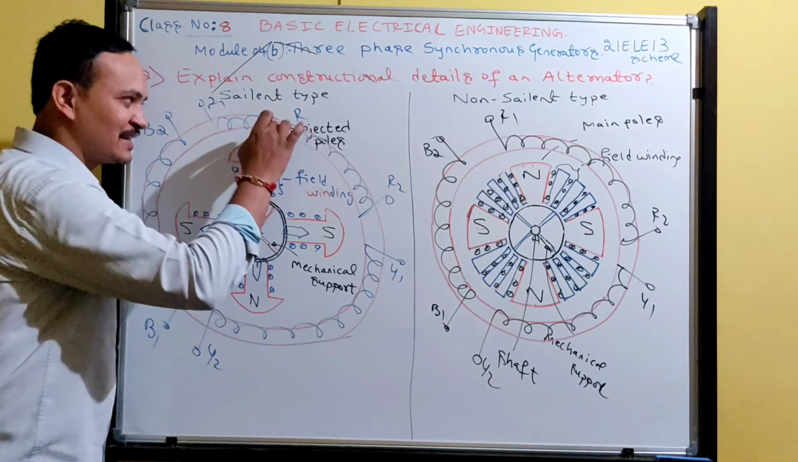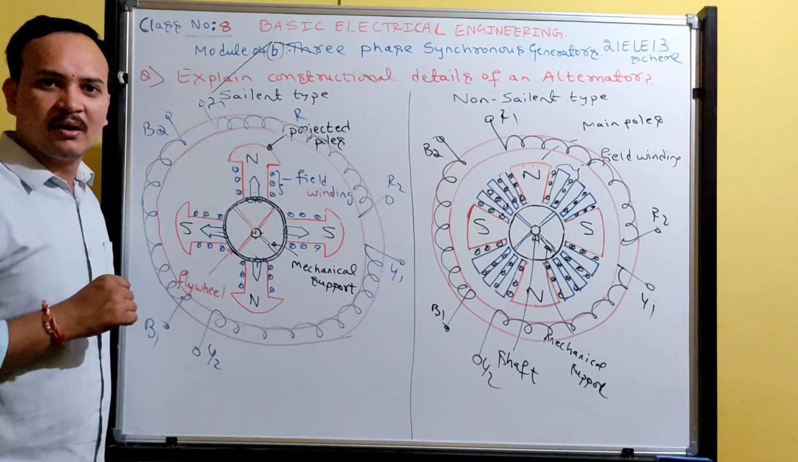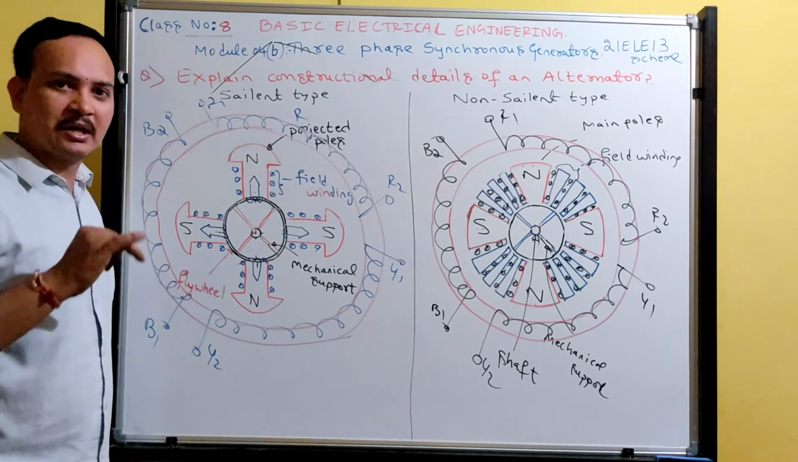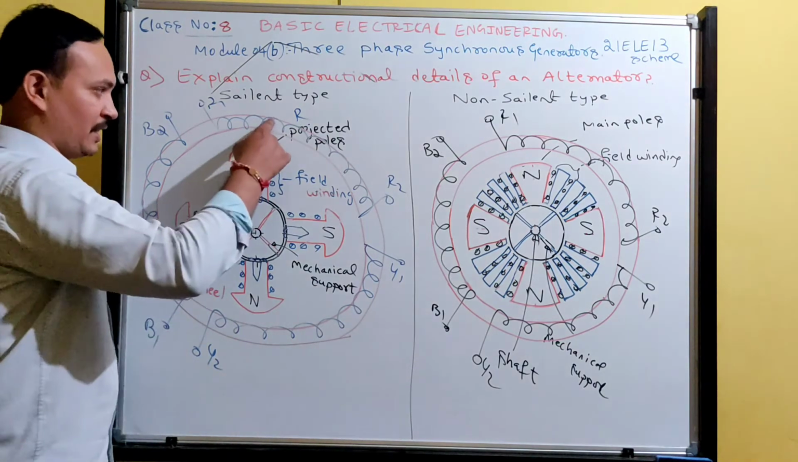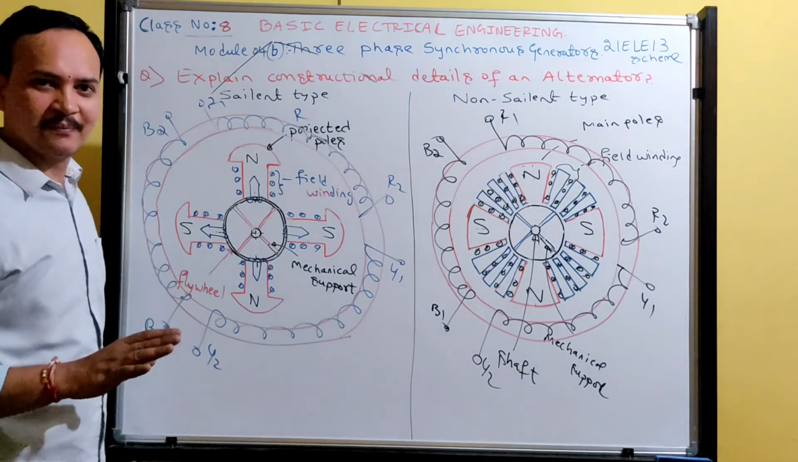Rotating field, stationary armature. Where is it used? High voltage generation. The reverse is used for low voltage application. What is the reverse? Rotating armature, stationary field. That is low voltage generation.